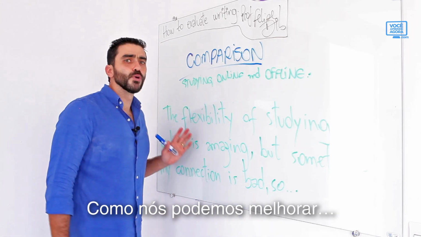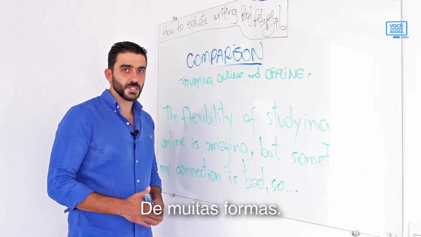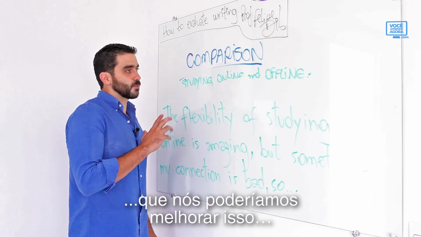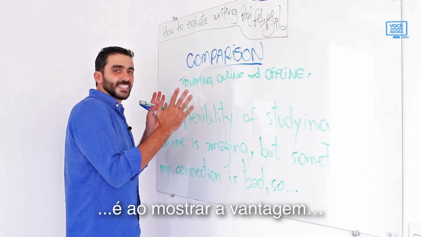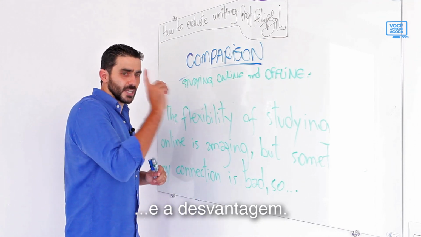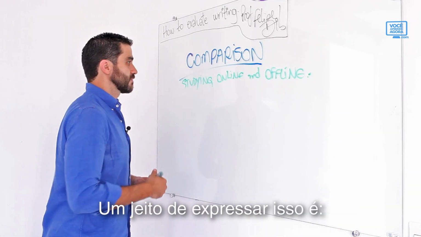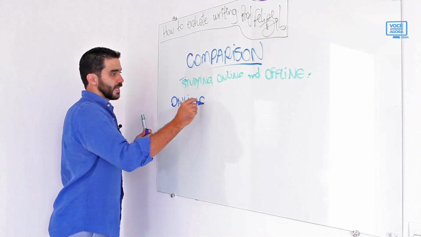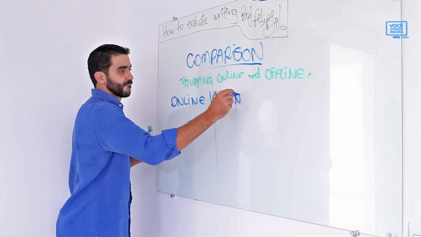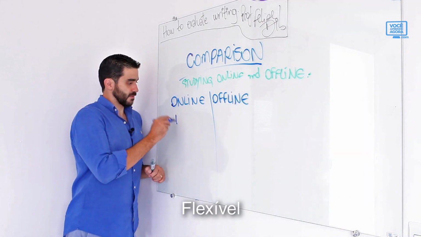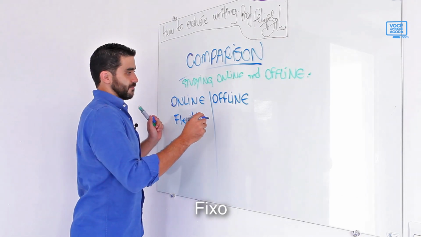How can we improve this text? In many ways. One way that I think we could improve this is by showing the advantage and disadvantage. Let's see. One way to express this is: online, offline. Online, flexible. Offline, fixed.